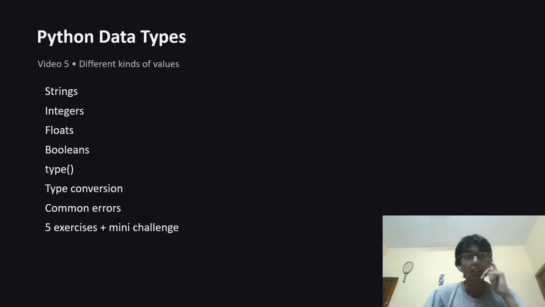Coming to our lecture, this is Boolean. We will come to what it is. Then we have type. This is a function actually, and we will look into what it does. We have type conversion, which is essentially to convert a structure, like a string into an integer or a Boolean. The name itself says it: conversion. We have common errors that are made.